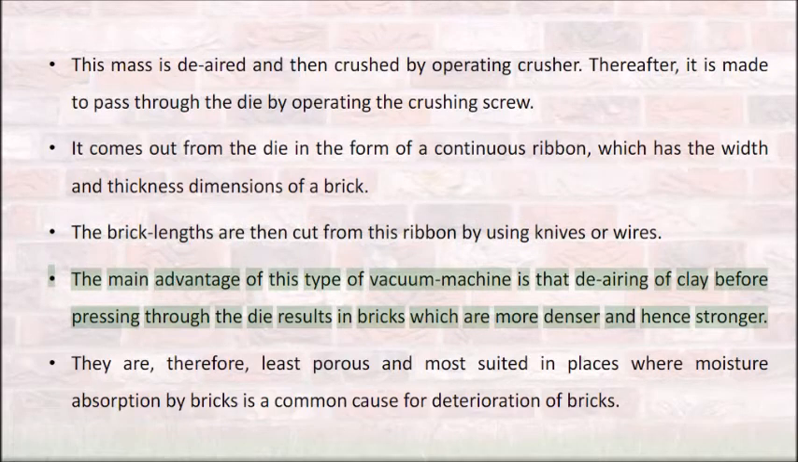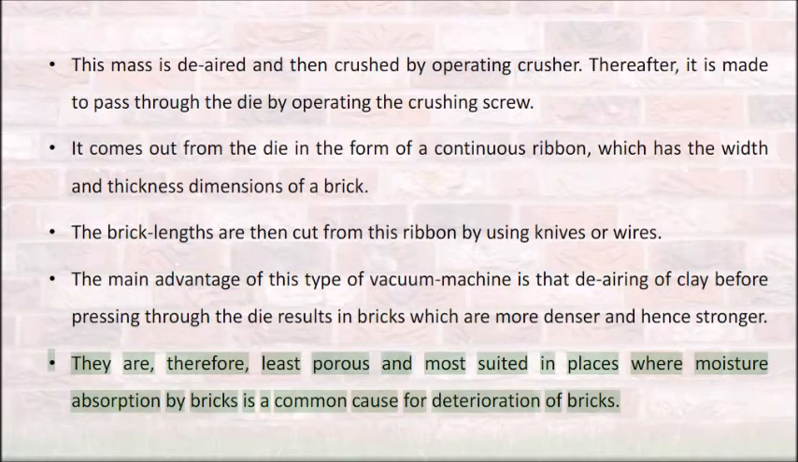The main advantage of this type of vacuum machine is that de-airing of clay before pressing through the die results in bricks which are denser and hence stronger. They are, therefore, least porous and most suited in places where moisture absorption by bricks is a common cause for deterioration of bricks.